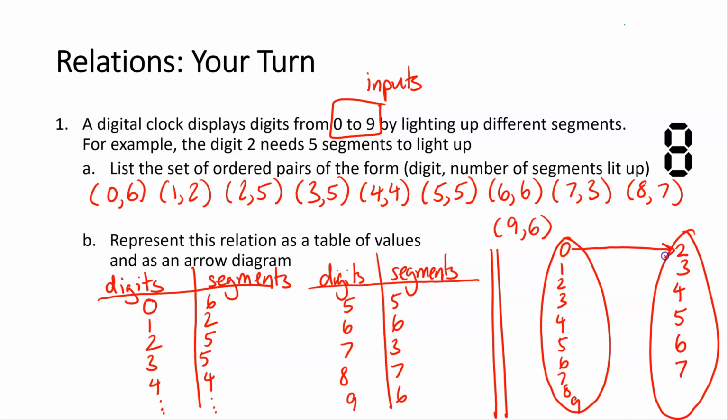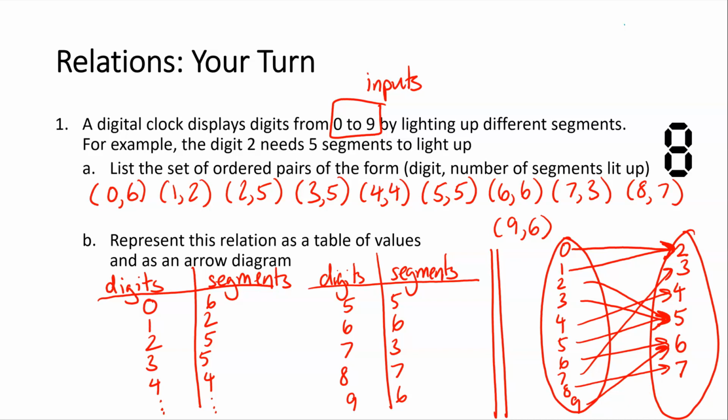0 needed 2 segments, 1 also needed 2 segments, 2 needed 5, 3 needed 5, 4 needed 4, 5 needed 5, 6 needed 6, 7 needed 3, 8 needed 7, and 9 needed 6. And so those are 3 ways right there to show that relation: ordered pairs, table of values, and arrow diagrams.